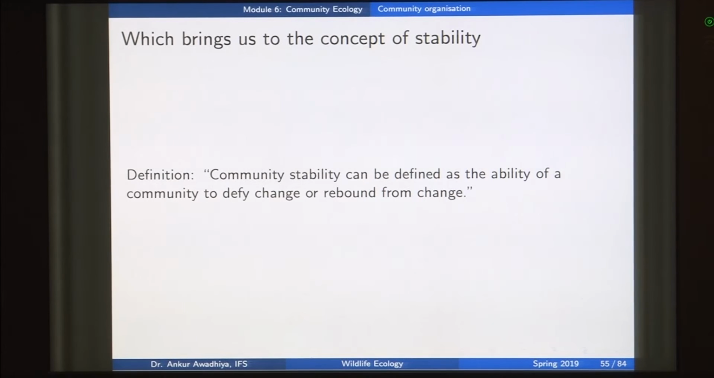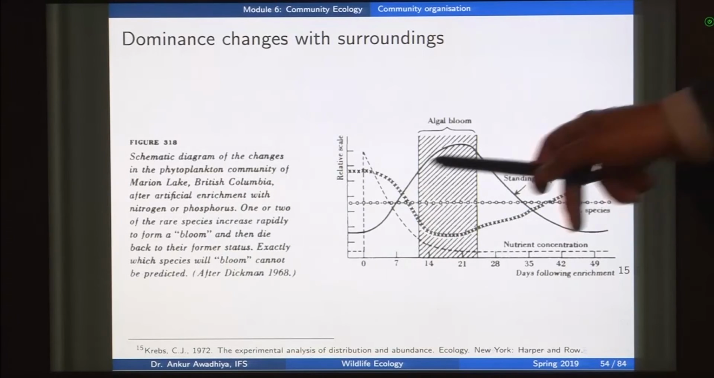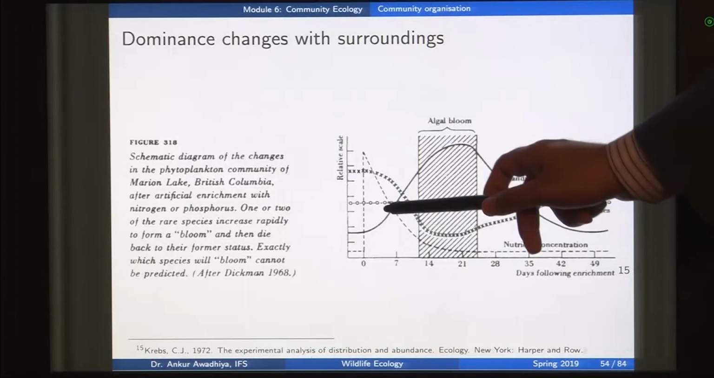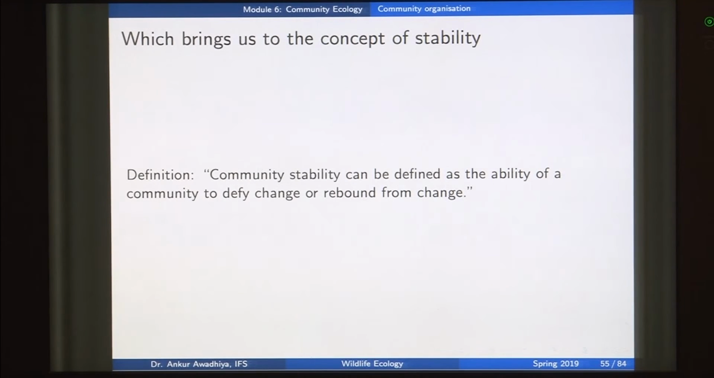The other is the ability to rebound from the change. So, in our example of this lake, the community did suffer from a change, it did suffer from a decline in species diversity, it did suffer from an extensive increase in the standing crop, but then it was able to rebound back. So, it was able to bring all these values back to the normal. So, the ability of a community to defy a change, to resist a change, or to rebound back from the change is known as community stability.